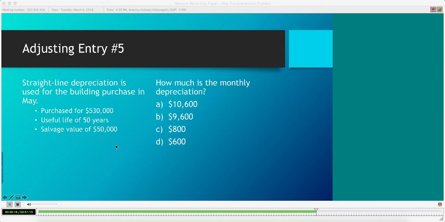Here we have the building. Buildings usually have a useful life of around 30 to 50 years, depending how old it is when you purchase it. So for this one, we would have the 530,000 and take away the 50,000 and then divide that by 50 and then 12.